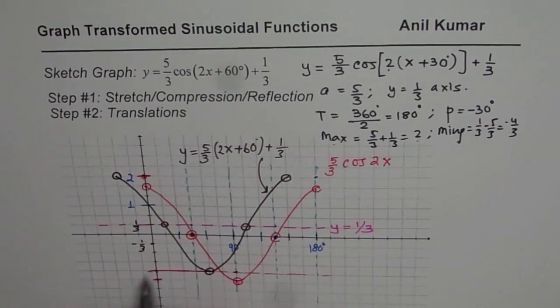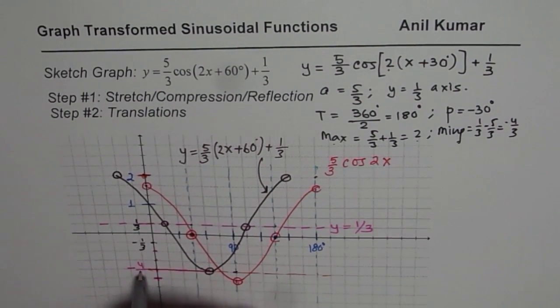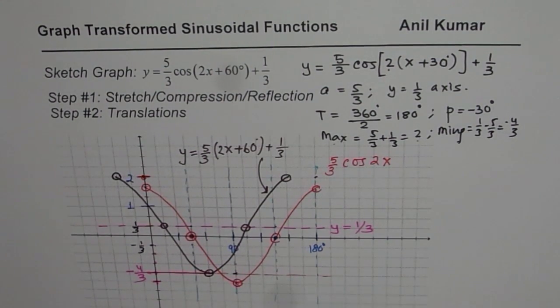This is the final graph. Okay, so that is correct. 1, 2, 3, 4. So that is minus 4 over 3. I was counting that one. So minus 4 over 3 is the minimum value. That is absolutely correct. So you can check that your graph is perfectly fine.